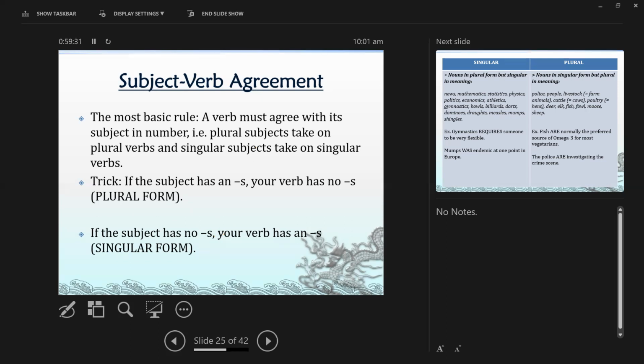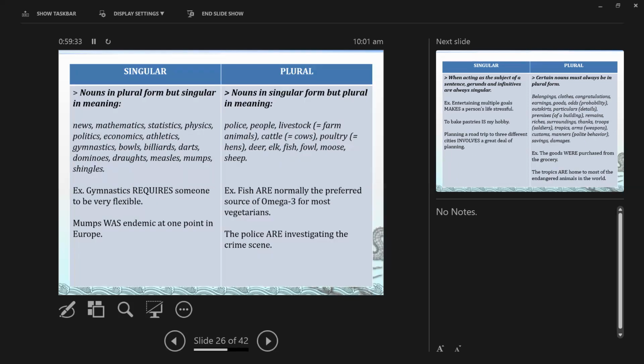We're going to talk about some nouns that are singular in form but has an S. So those are the examples. News, mathematics, statistics, physics, politics, economics. These are all examples of singular nouns with an S.